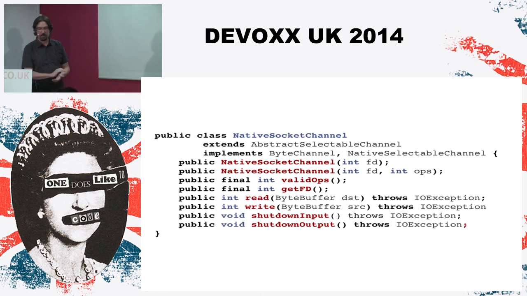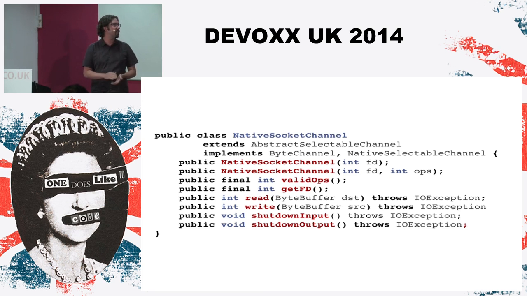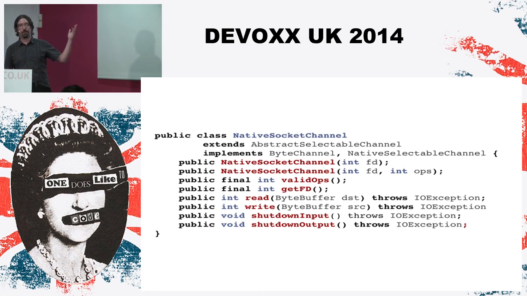The main class that you get out of this is NativeSocketChannel. And you can see, construct a NativeSocketChannel. All you have to give it is a file descriptor. Optionally, you can give it some selection operations that are valid for it, reads and writes and so on. And then from there on, it's just the channel. It's a regular old channel, but it wraps a native file descriptor.